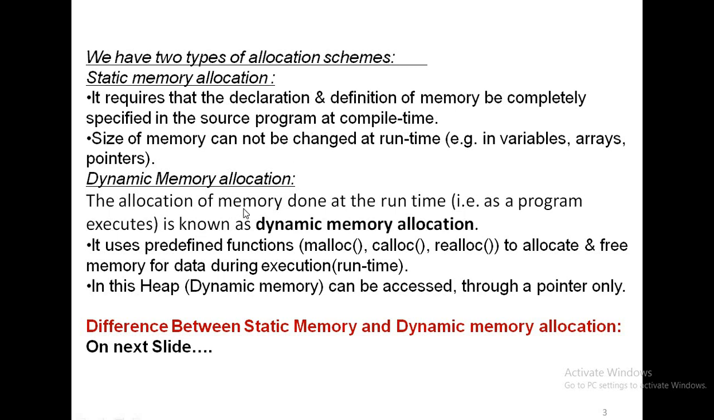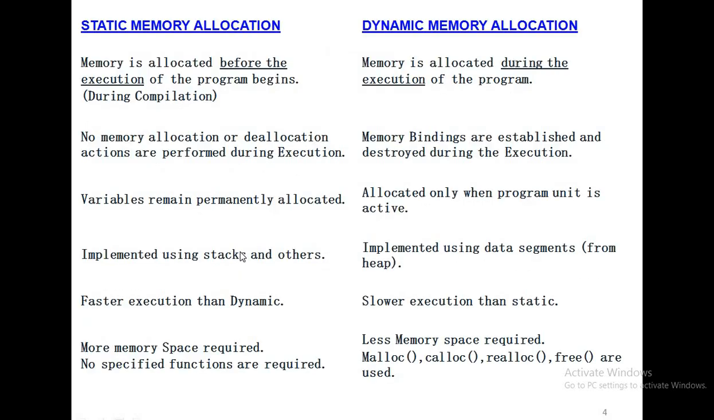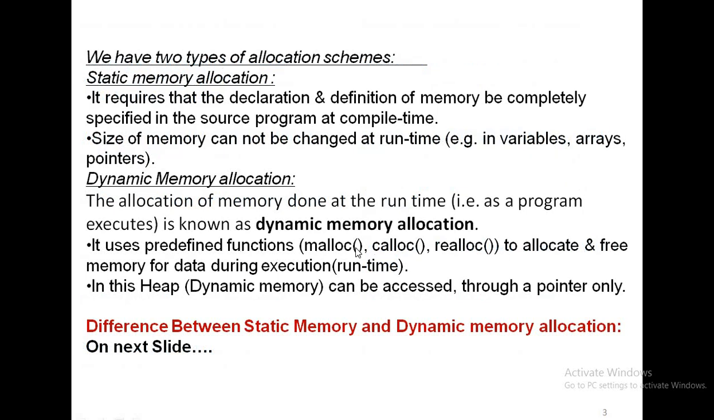Dynamic memory allocation, opposite to static memory allocation, is where the allocation of memory is done at runtime when the program executes. It uses predefined functions like malloc, calloc, realloc to allocate memory and the free function to free it. In the heap, dynamic memory can be accessed through a pointer only.